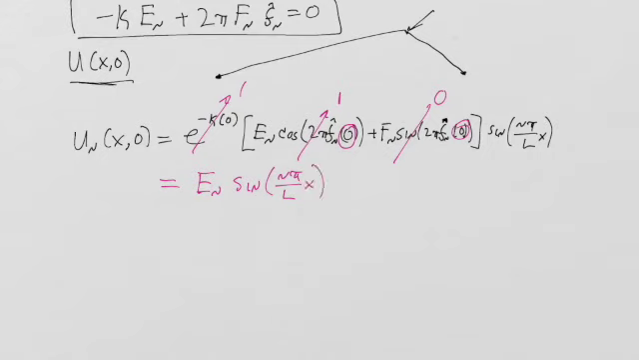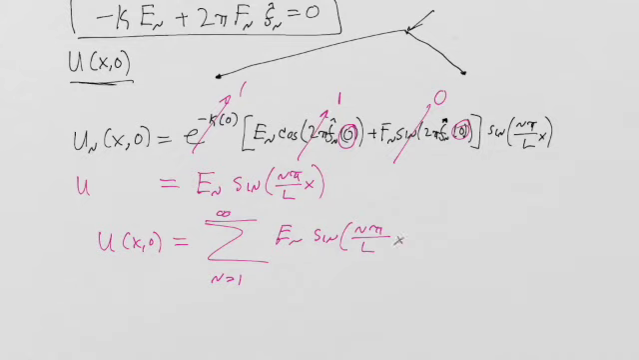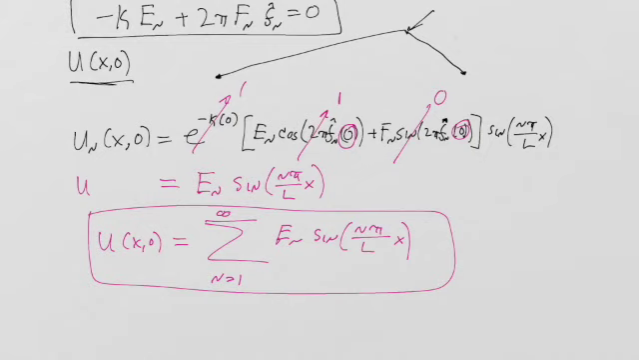Now this means that the full solution at time t equals 0 is going to be the sum from n equals 1 to infinity of En sine n pi over L x. And we know how to get En for this. We did it in our last exercise with the undamped string.